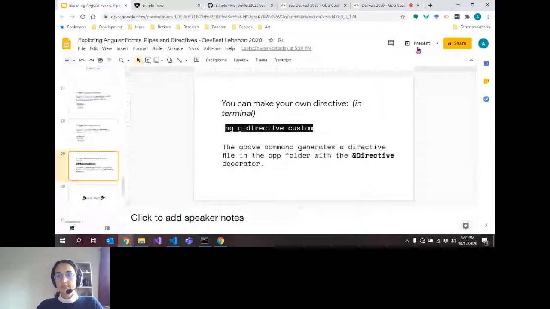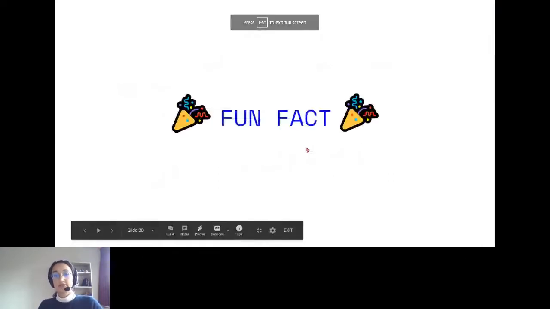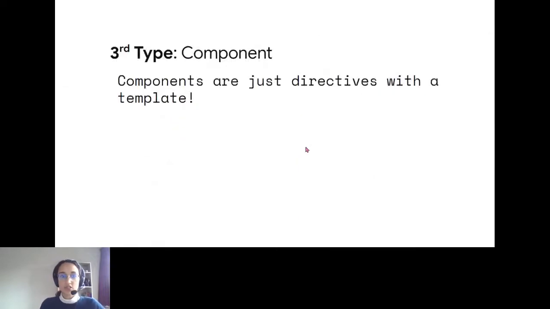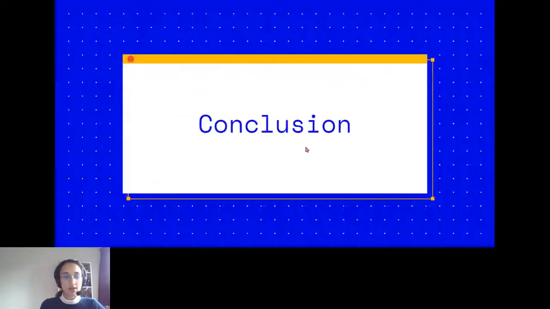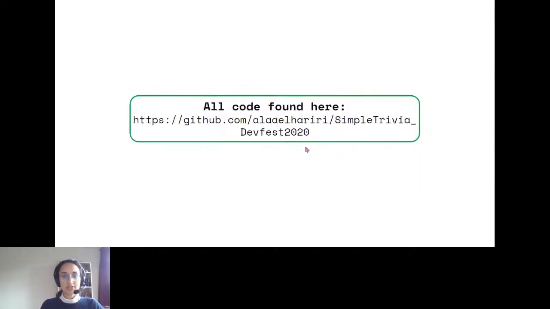So you're probably wondering what the third type of directive is by now. And fun fact, the third type of directive is just the component. Components are in fact just directives that have a template. So at the end of the day, Angular is actually a framework that includes a lot of different features, some of which we went over today. And you can explore a lot more of that in the Angular documentation.